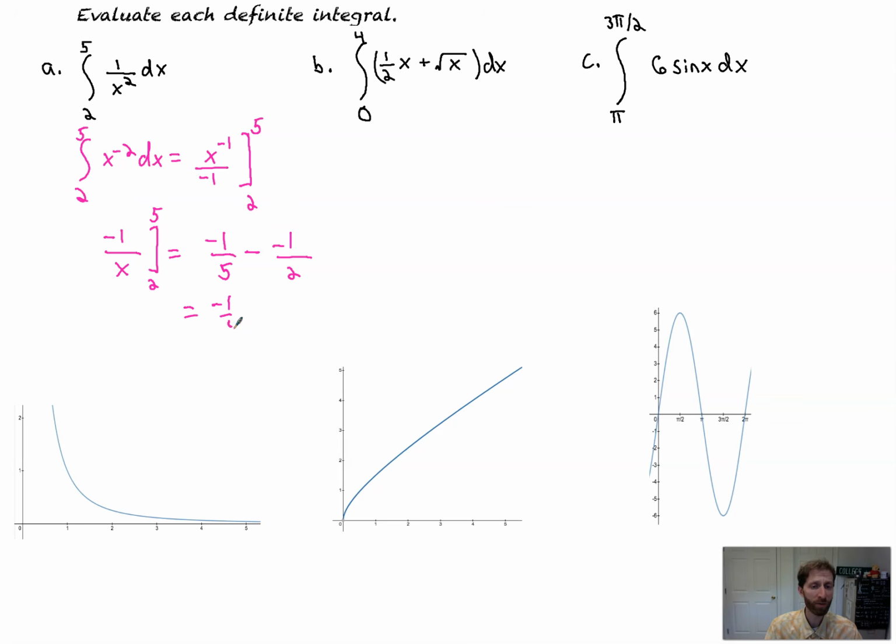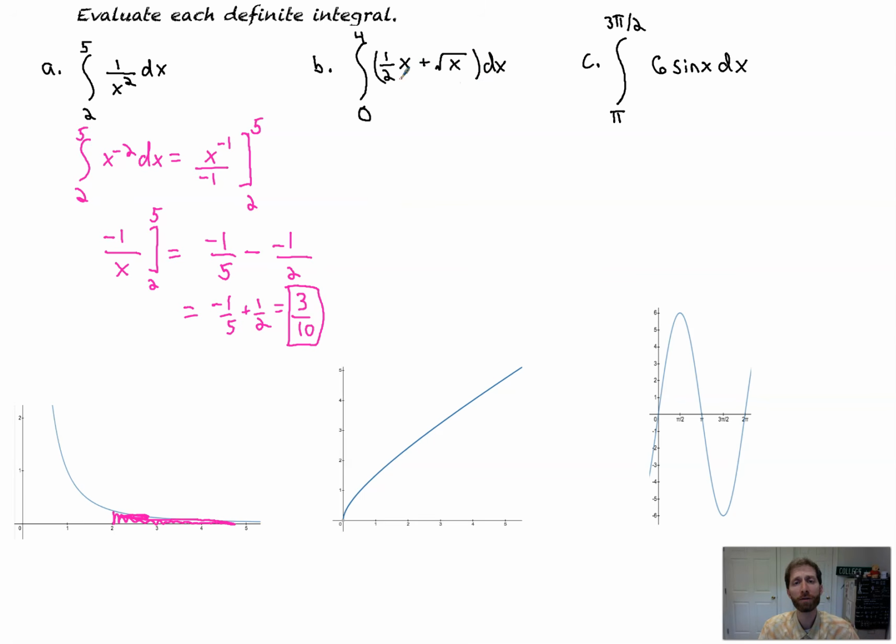Well, okay, so what's negative 1/5 plus 1/2? That's equal to negative 2/10 plus 5/10, or 3/10. And that represents the area from 2 to 5, all of that. That's the exact area. Oh, it's beautiful. All right, let's do another one.